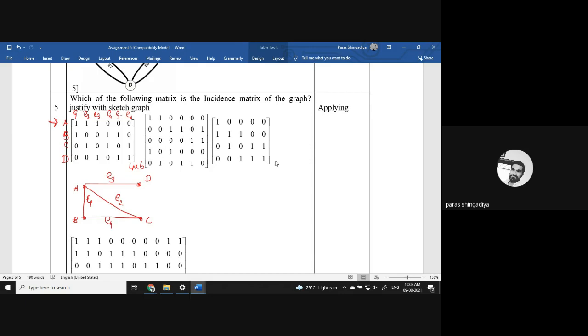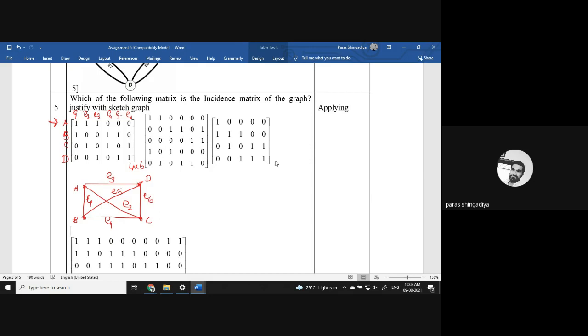And then for the fifth column, the 1s are mapped to B, the second row, and the last row, which means D. So connect B and D. So it is E5. And then in the last column, E6, the 1s are between C and D. So connect C and D. It is E6. Is it clear?